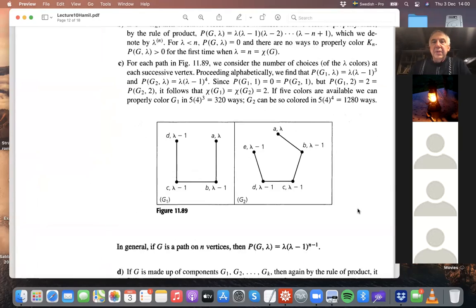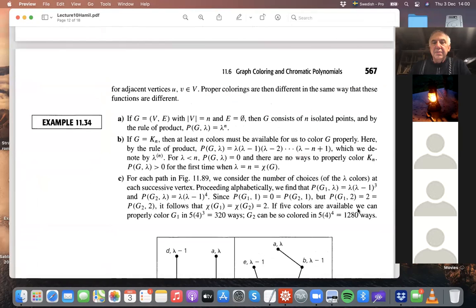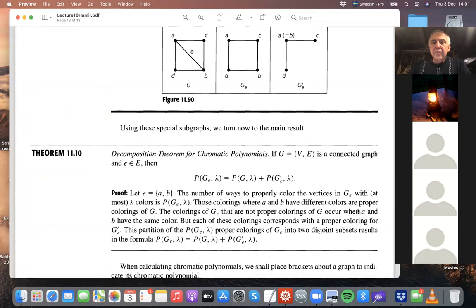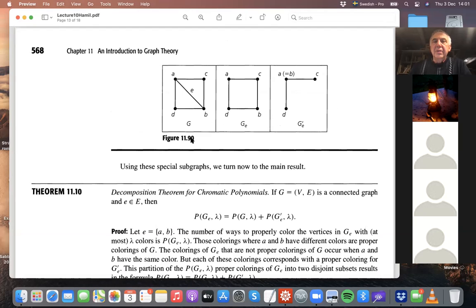Okay, so let's see, deletion and contraction. I think I saw some nice picture here. So this figure 1190 explains what a deletion and contraction is. We have a given graph G, and the vertices are labeled A, B, C, D, and we have a chosen edge E here. So we have two operations. One operation is just to remove this edge and keep all vertices. So this is G sub E. This is just to delete the edge E from the graph.